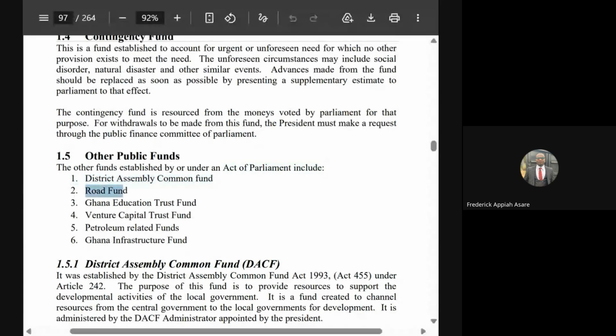We have the Road Fund. We have the Ghana Education Trust Fund, that is the GETFund. We have the Venture Capital Fund. We have the Petroleum Related Fund. We have the Ghana Infrastructure Fund. So all these are other funds that have been established. But take note that a percentage of the revenue generated will be deposited into the account.